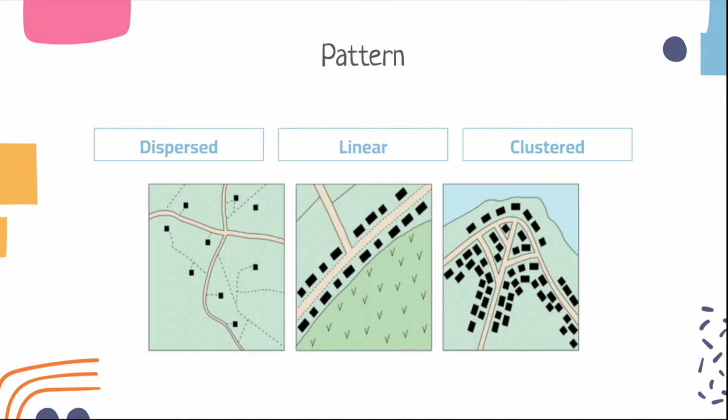The three geographic patterns are clustered, dispersed, and linear. As you can see from this picture, clustered means that things are concentrated at one place. Dispersed means that things are spread out, and linear means that things are geographically located in a straight line.